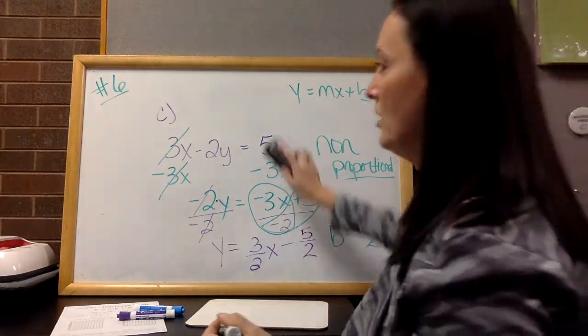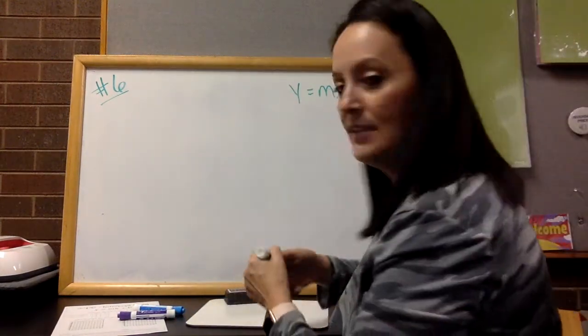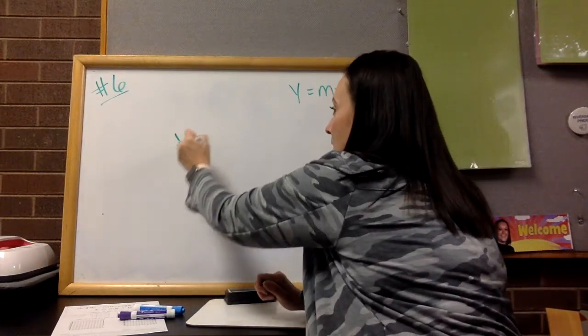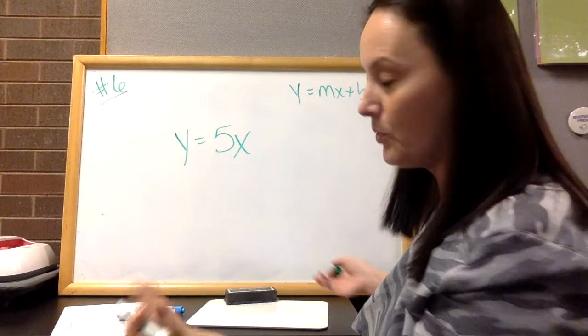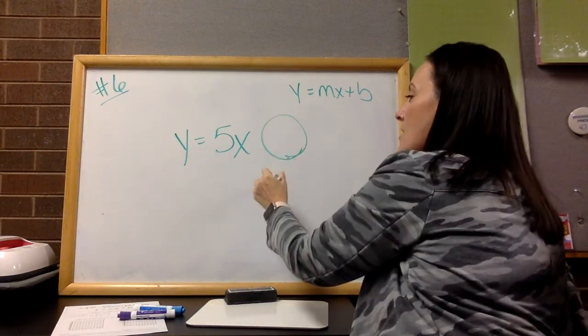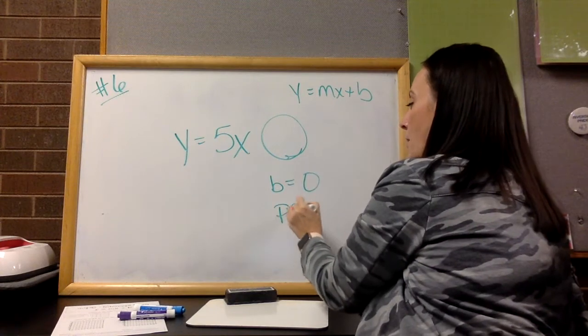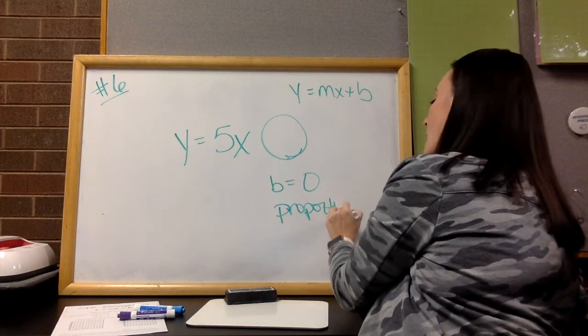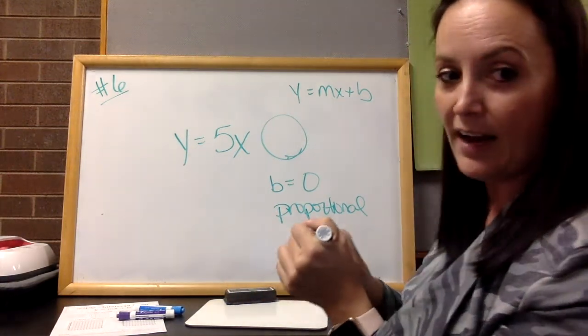And here's what's really cool: when you jump down and look at D, D actually says y equals 5x. Well, this one was already in y equals mx plus b. There is no b, so b in this case would equal 0. So this one would be proportional, so this one is not the answer. I do not want you to choose D for number 6.